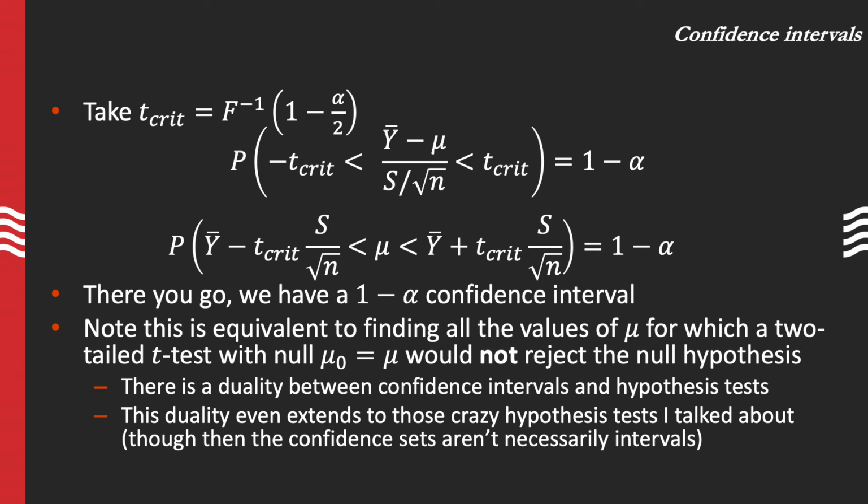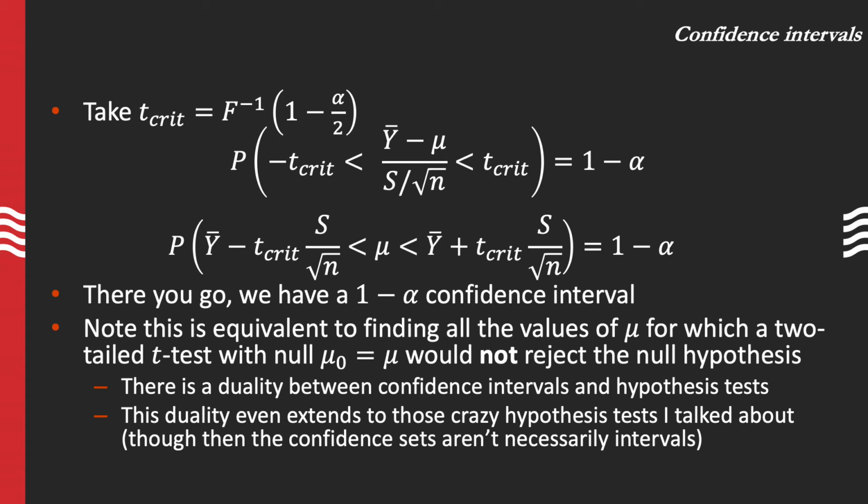Similar for the opposite side of the 95% confidence interval. For y bar plus t crit times s over root n, a hypothesis test centered at that value, a two-sided one I should say, would also just barely pass at the alpha level. So it turns out there's this duality between confidence intervals and hypothesis tests. If I have a confidence interval, I can construct a consistent hypothesis test. If I have a hypothesis test, I can construct an equivalent, or consistent, confidence interval.